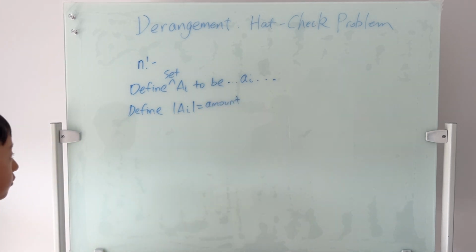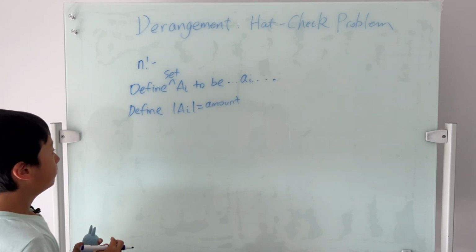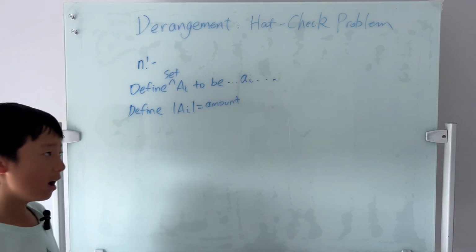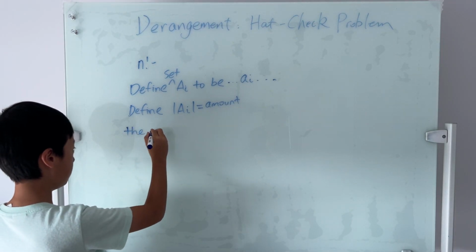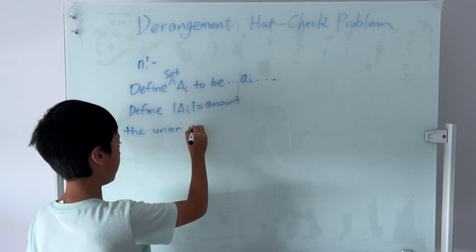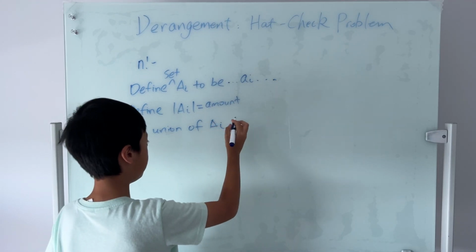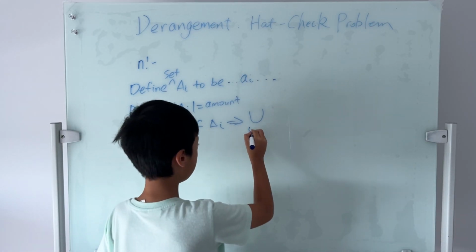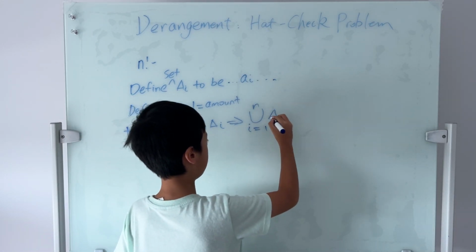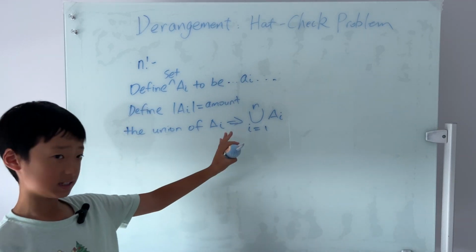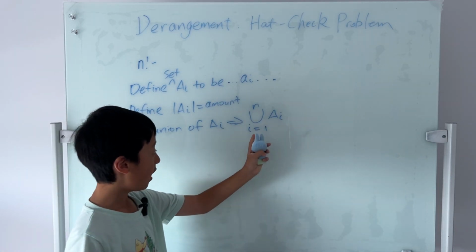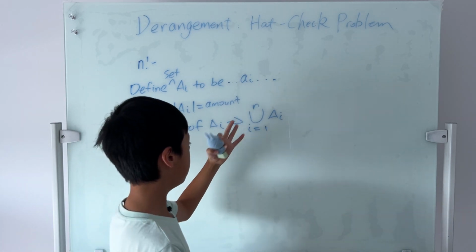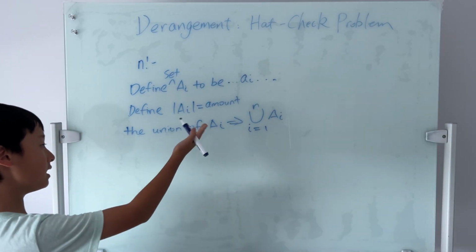Okay? So now, what do we actually need to subtract from n factorial though? Well, the union of Ai, and I'll explain this later, i goes from 1 to n of Ai. Think of this as a sigma, so i goes from 1 to n, A1 union A2 union all the way to An. But what is this actually?